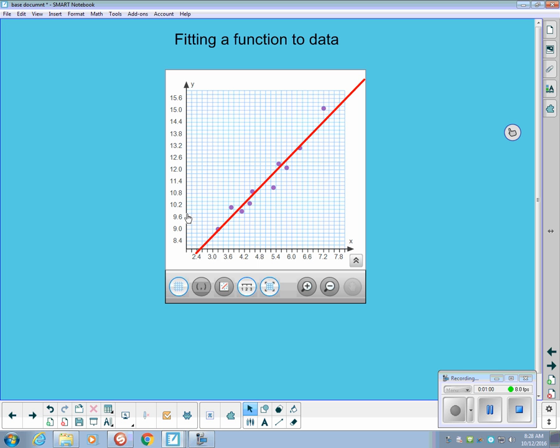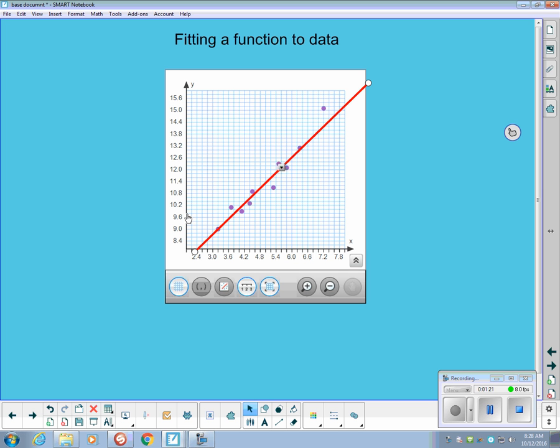I should have approximately the same number of points below the line as I do above the line. This looks like it's probably pretty close, but it feels to me like it should be maybe a little bit more like that. And so this will get us fairly close.